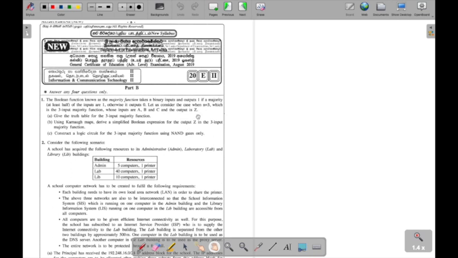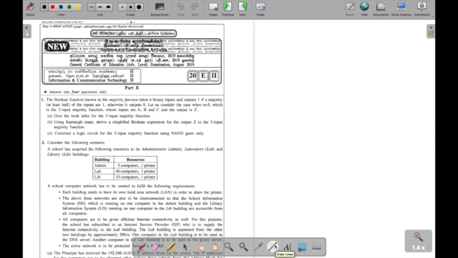That means this is going to be a 3 input question, with n equals 3, the 3 input majority function, whose inputs are A, B and C. As I said, 3 inputs, A, B and C, and the output is going to be Z. Now give the truth table for the 3 input majority function.